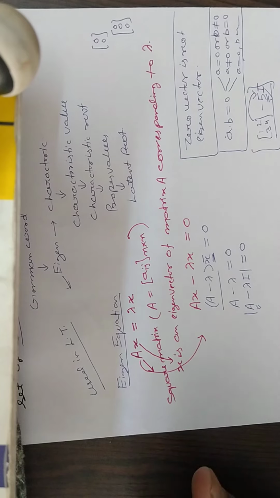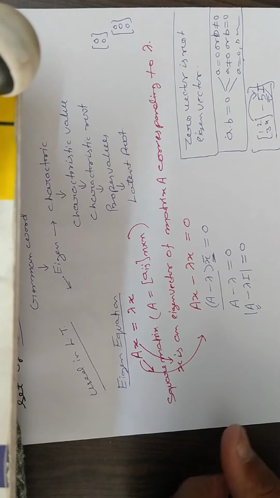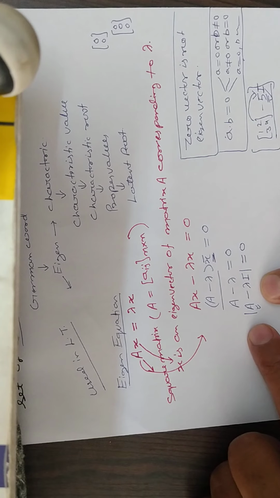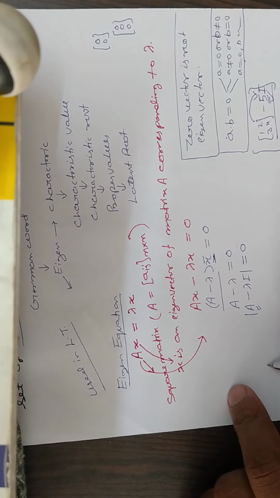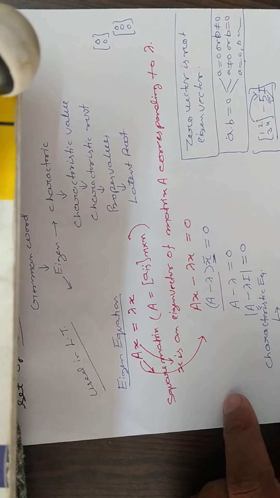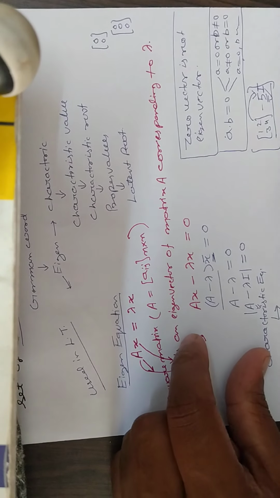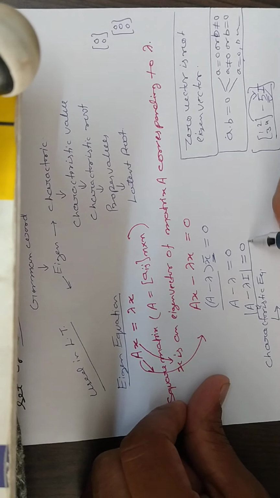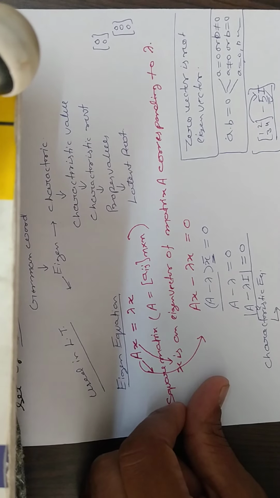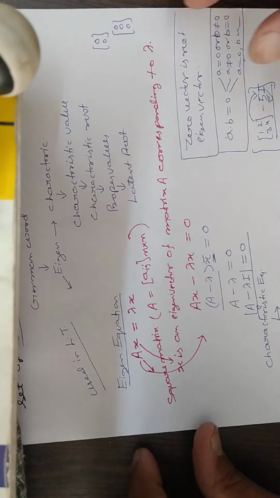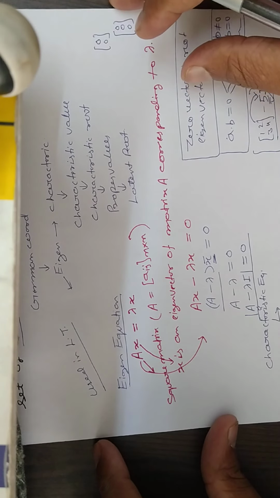This is known as the eigen equation, or the characteristic equation, and this equation is totally responsible for finding the eigenvalue. The solution of the characteristic equation is known as the eigenvalues. Is it clear? Let us take an example for finding the eigenvalue.